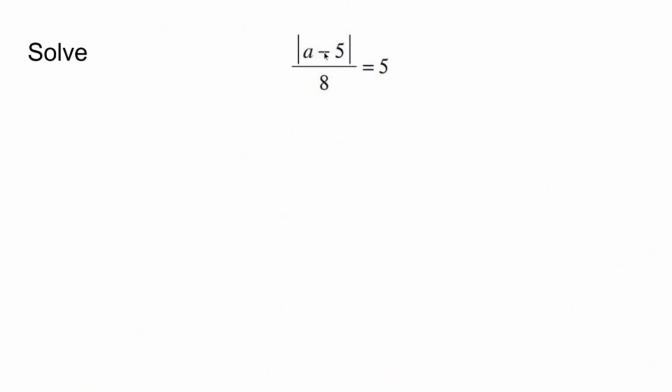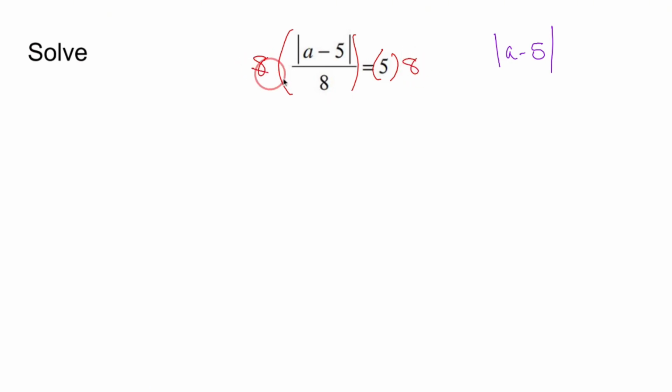What I need to do is get the absolute value all by itself on the left. It's not. It's being divided by 8. So I have to get rid of divided by 8. How do I get rid of divided by 8? The inverse of divided by 8 is multiply by 8. So let's wrap both sides in parentheses and multiply both sides by 8.